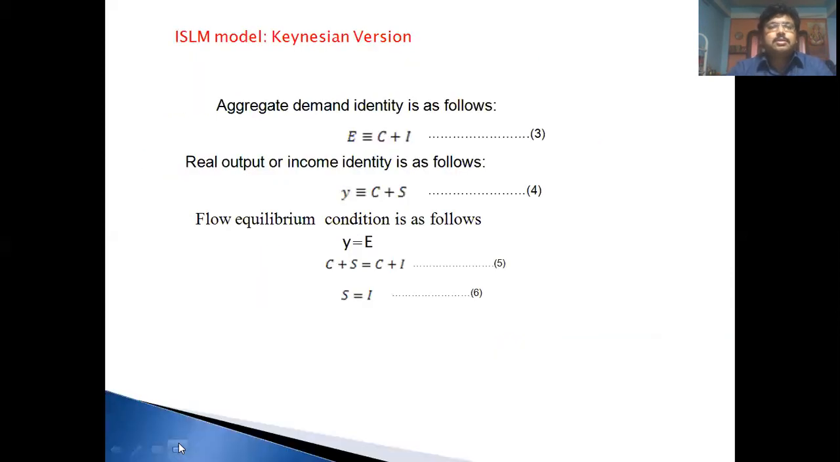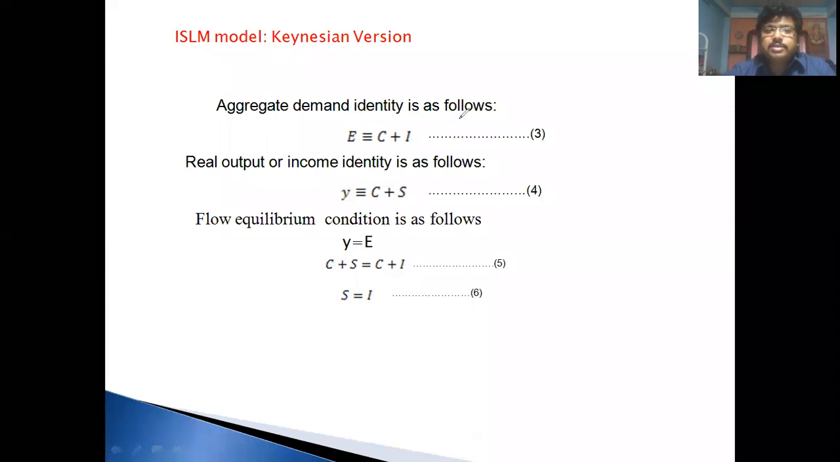Now, the ISLM model, the Keynesian version. Now look, the aggregate demand identity is as follows. Here, aggregate demand is represented by E, where C is consumption and I is investment. So this is the aggregate demand identity.